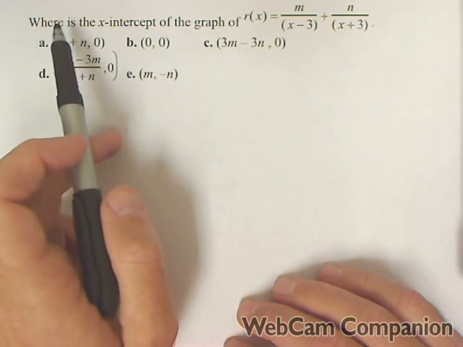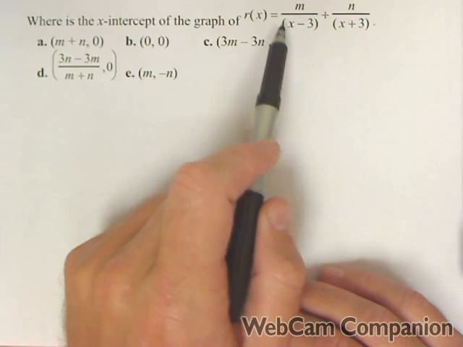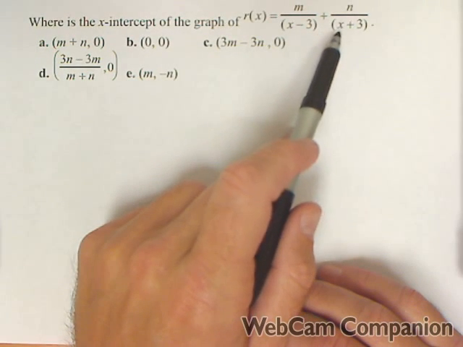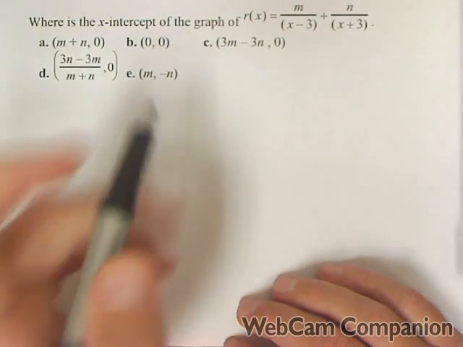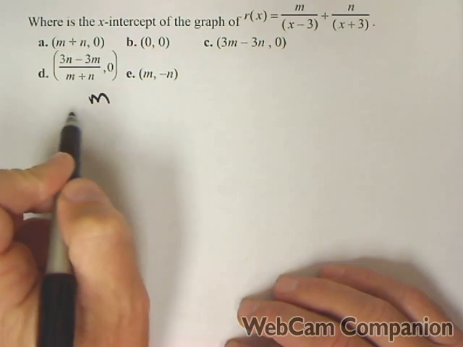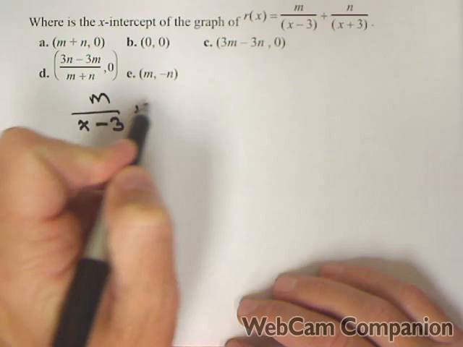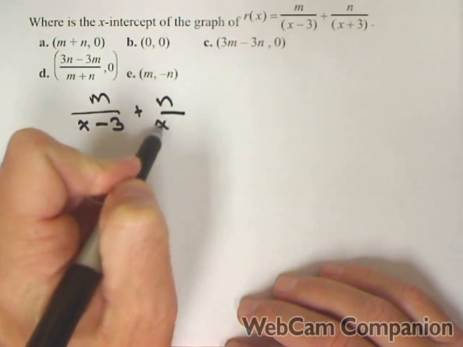So in this video, we are asked to find the x-intercept of the graph of r of x equals m over x minus 3 plus n over x plus 3. The x-intercept is the x value that makes the whole thing equal to 0. So we're going to start by setting this thing equal to 0. There's a couple different ways after that we can go about solving it.